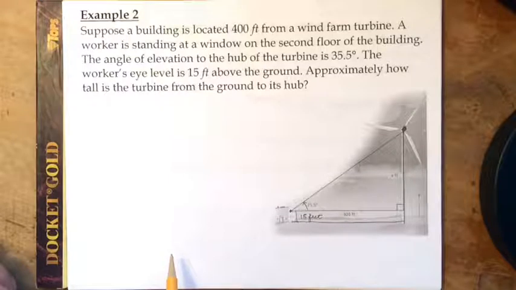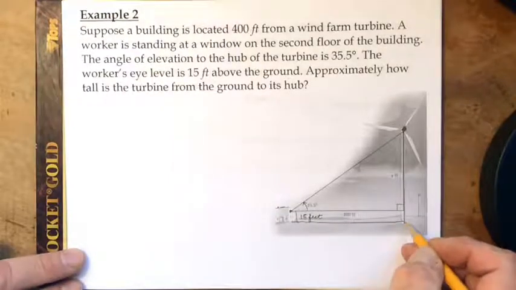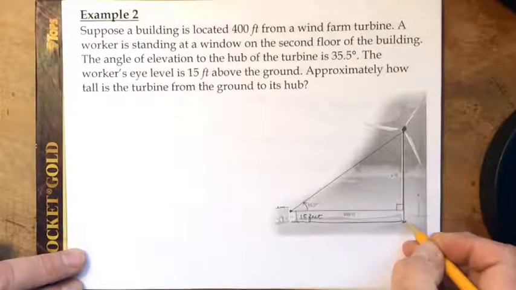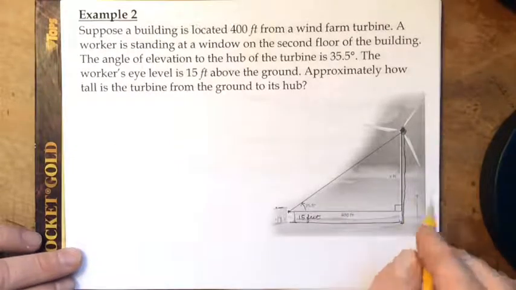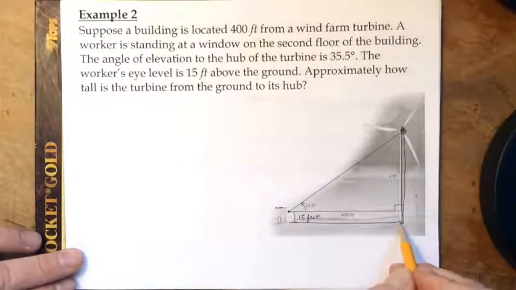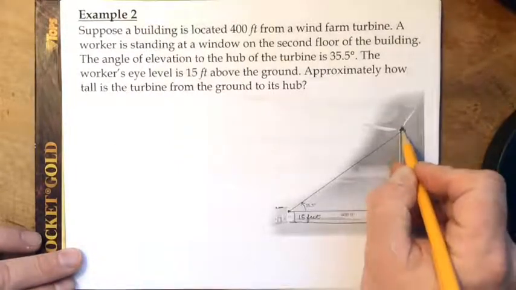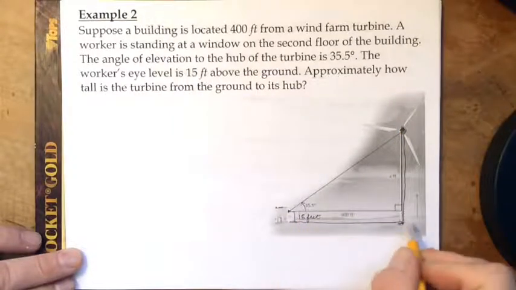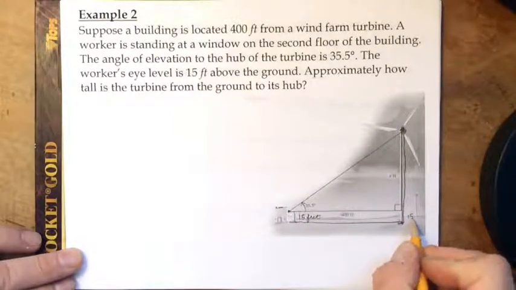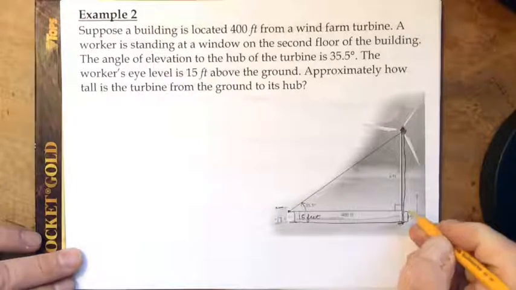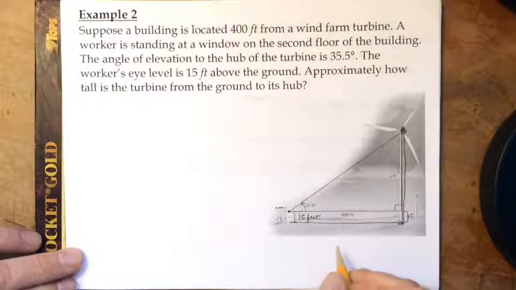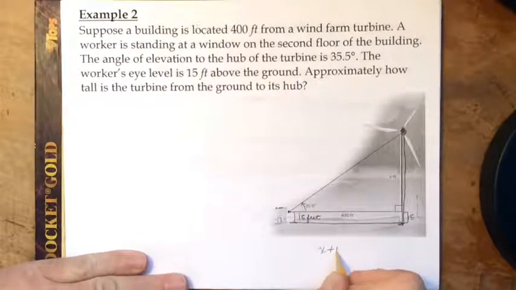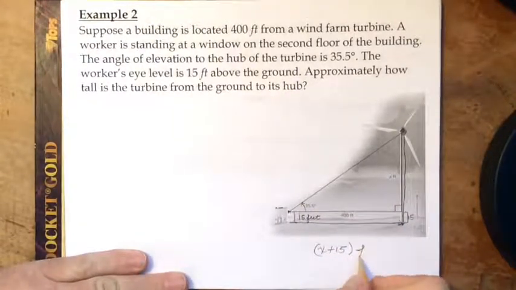Approximately how tall is the turbine from the ground to its hub? So what we're looking for is clear from the ground all the way up to the hub there. So our strategy is to find the distance from all the way down here all the way up to the hub. Well, we've already got 15 feet of it, so we're going to need to add 15. And then from there all the way up to the hub, we need to find that length x. So what we really need is x plus 15 feet.